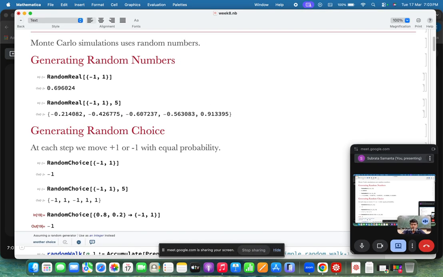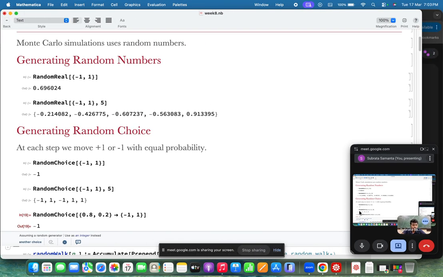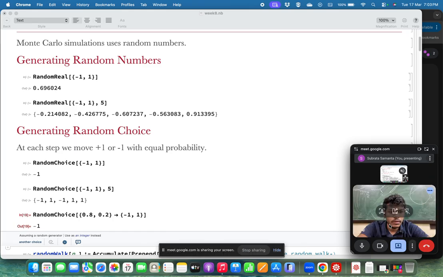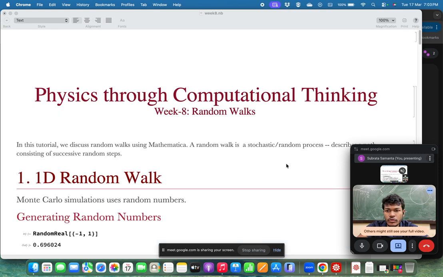Hope my screen is visible. So, in this tutorial we discuss random walks using Mathematica.